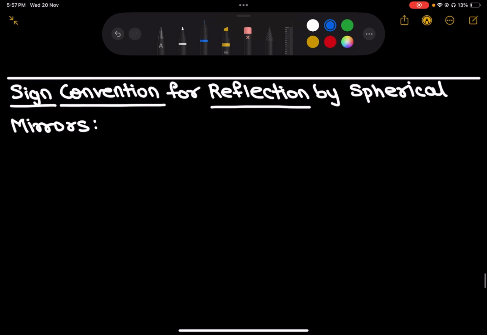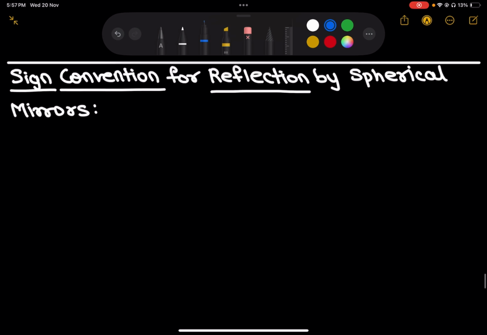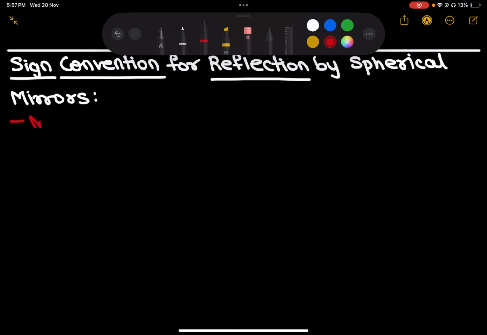Now we'll move on to sign convention. Okay, so sign convention. Now, the new sign convention for spherical mirrors is known as the new Cartesian sign convention.